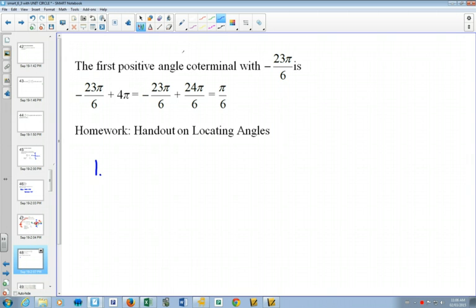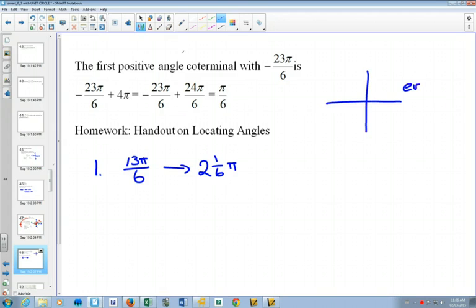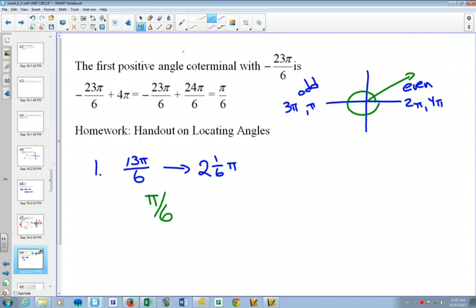So for example, the first one is 13 pi over 6. If we change that to a mixed fraction, that will be 2 and 1/6 pi. If you think of even numbers being over here and odd ones being over here, 2 would end here, and then you would go 1/6 pi more. Can you see that that would end in quadrant 1? And the first angle, part of the pi over 6 family in quadrant 1, that's coterminal with that, would be pi over 6. Of course, the answers are on the back for you to check. So it's going to end in quadrant 1. It's going to be pi over 6.